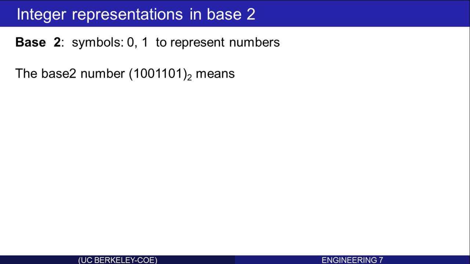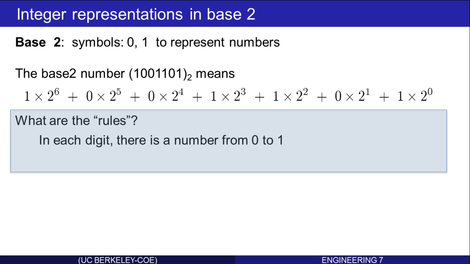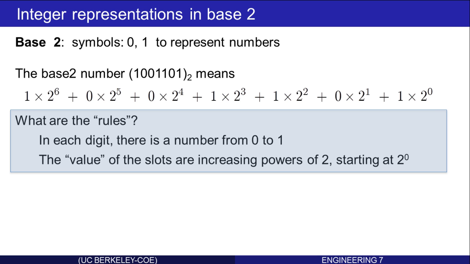Here's an example of a base 2 number, which means 1 times 2 to the 6th, plus 0 times 2 to the 5th, plus 0 times 2 to the 4th, plus 1 times 2 to the 3rd, plus 1 times 2 to the 2nd, plus 0 times 2 to the 1st, and finally plus 1 times 2 to the 0. In each digit, there's a number, 0 or 1, and the values of the slots are increasing powers of 2, starting on the right with 2 to the 0.